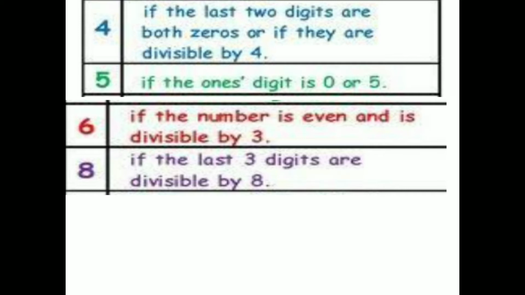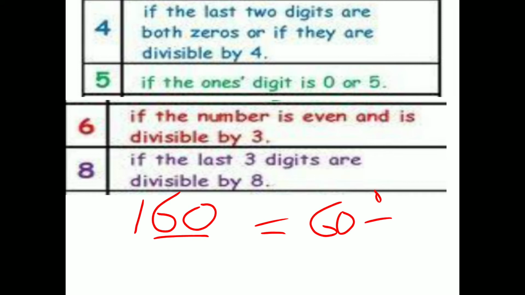As I told you in the previous video, in divisibility by 4 we check that the last two digits should be divisible by 4, or they should be 0. For example, if I take the number 160, 60 is divisible by 4. So if 60 is divisible by 4, it means 160 is also divisible by 4. Clear? We will not divide the full number, we will use two digits.